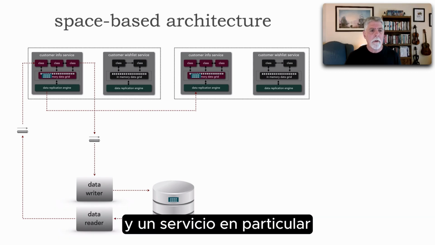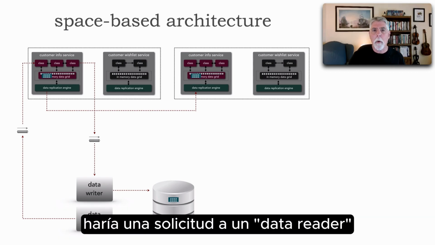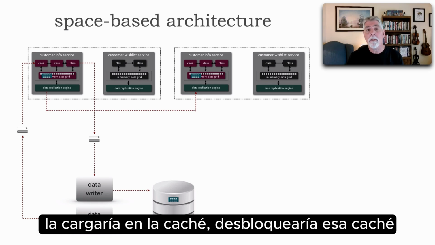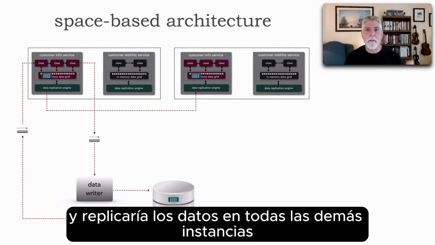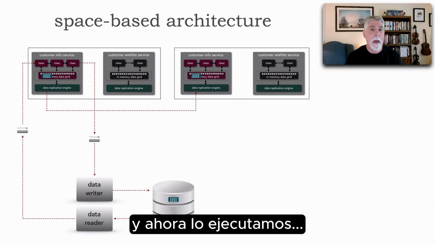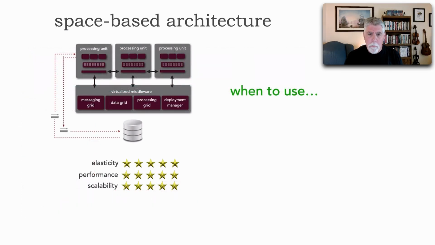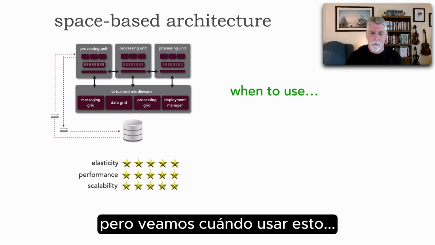And one particular service would do a request to a data reader. It would query all of the customer information, load it into the cache, unlock that cache, and replicate across all other instances. And now we're up and running. And that's how service-based architecture works. But let's see when to use this.